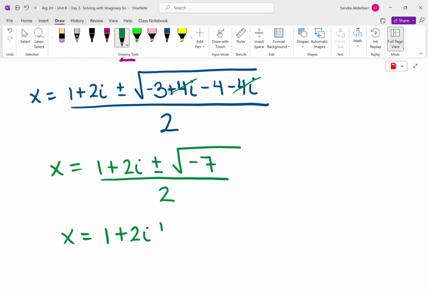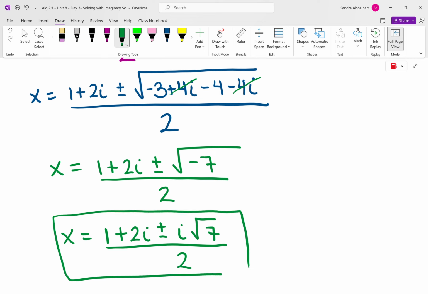Last step we have to do is take out that negative from under the radical. So x is equal to 1 plus 2i plus or minus i root 7 all over 2. And those are our 2 answers.